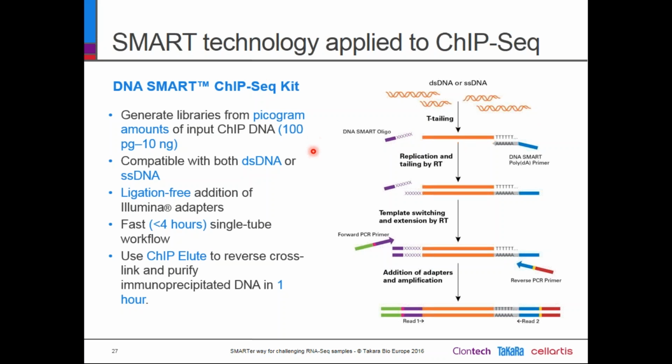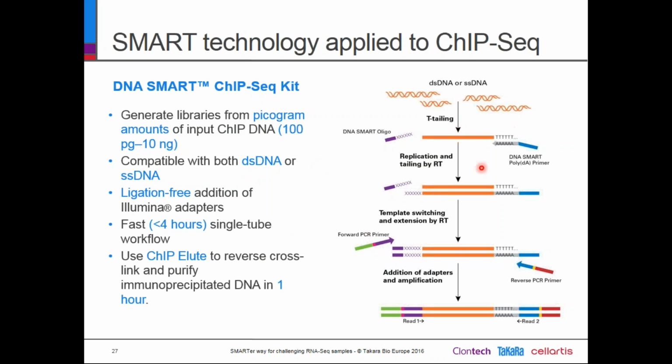So it's very sensitive. You can start with only 100 picogram of DNA, because if you have done ChIP, you probably know that it's very common to obtain very small amounts of DNA. And also, most of the time, the DNA can be single-stranded, and this is nice about this protocol, that it can take both single-stranded DNA and double-stranded DNA.